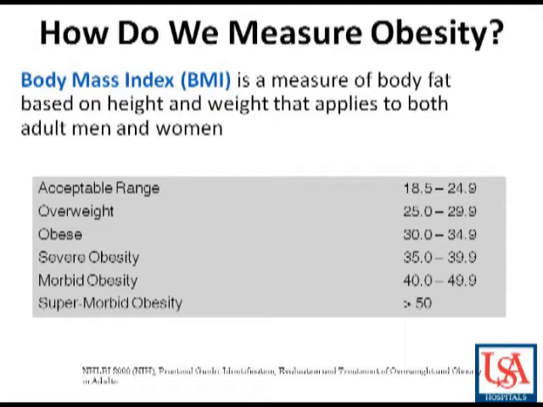Acceptable range, 18 to 25. Overweight, 25 to 29. I'm in this range right here, edging up to this range. Obese, 30 to 35. Severe obesity, 35 to 40. Morbid obesity is designated as a BMI between 40 and 50. Supermorbid obesity is greater than 50. The highest BMI I've ever seen is 103.